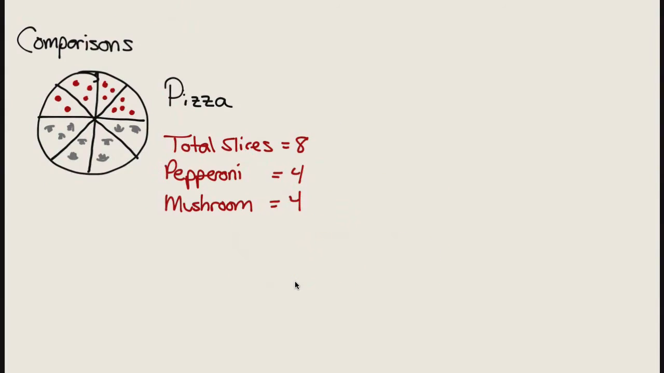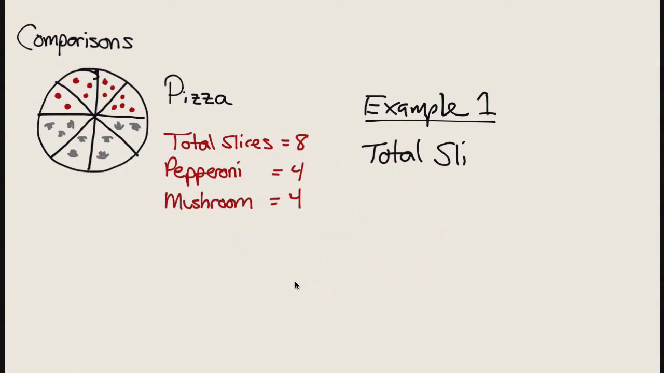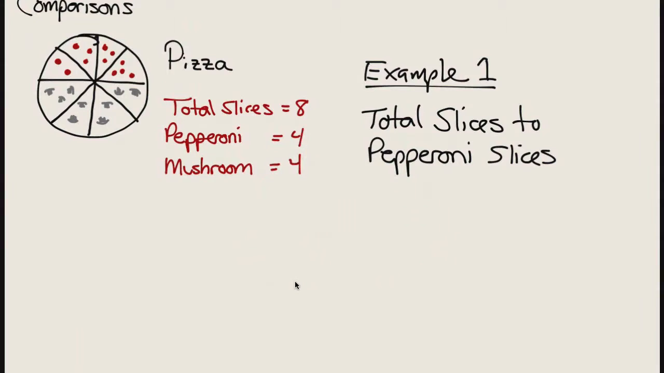Remember, ratios are comparisons. So I first want to know how many of the slices compared to the total are pepperoni. Okay? So we start with the first comparison, and I am going to go ahead and just walk through this. So this is what we're going to call example 1. So we have example 1 here, and the example 1 is that we want to compare total slices to pepperoni slices. So that's what we're going to compare in example 1. How could I compare this? How could I write it?